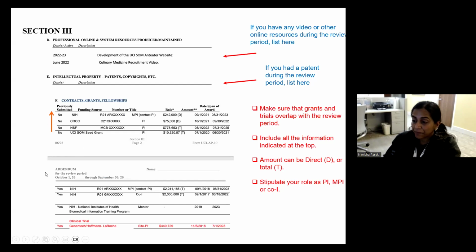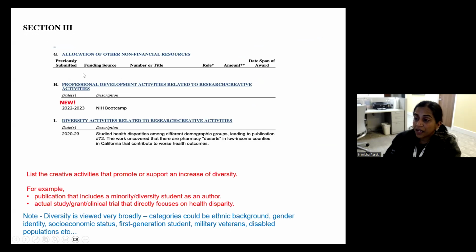Once again, if you have other allocation of other non-financial resources for research. Now, once again, section H, professional development activities as it relates to research. So let's say you went to a training for NIH boot camp. This is where you would include that. Let's say you went to a training from ICTS. This is where you could include that. If you attended a monthly on Monday workshop about how to start a research lab, this is where you would include that.